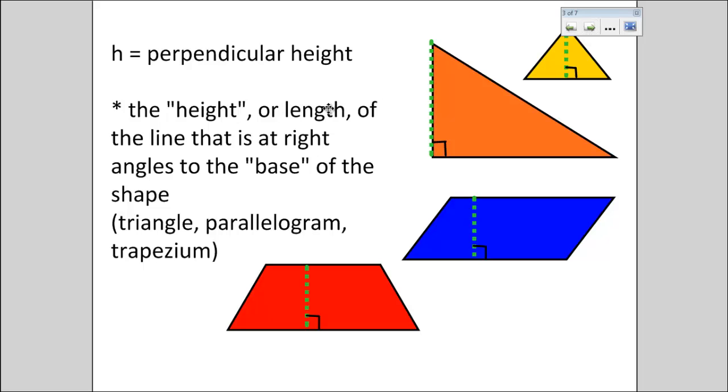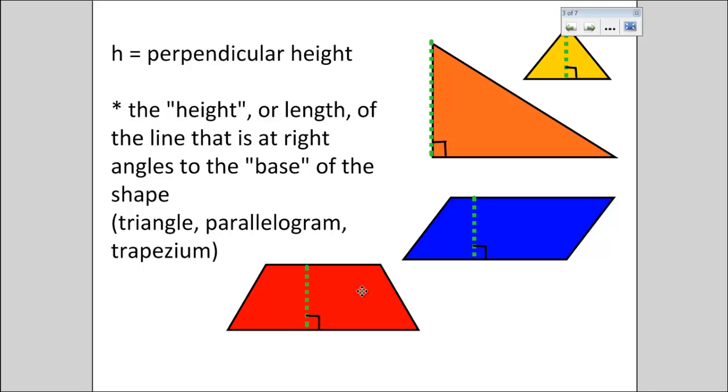So this idea of perpendicular height is the height or the length of the line that is at right angles to the base of the shape. Now the base can be a little bit confusing when we're talking about area. It's not always the bottom of the shape, but regardless of that, for the height and the base, we're looking for the right angle. So there are the shapes that we're interested in.